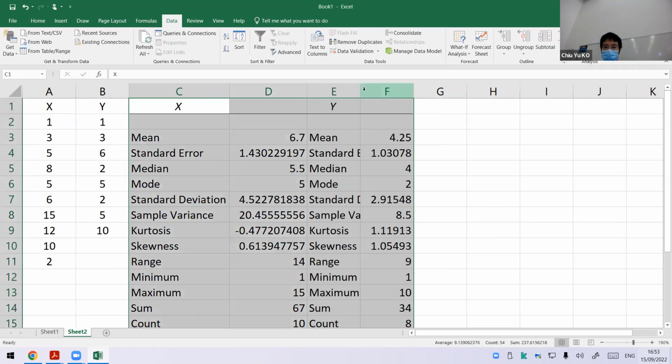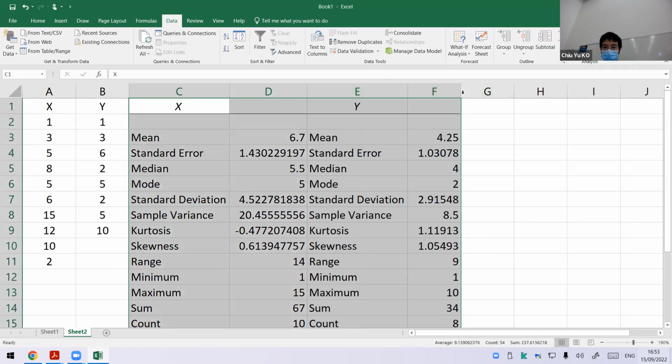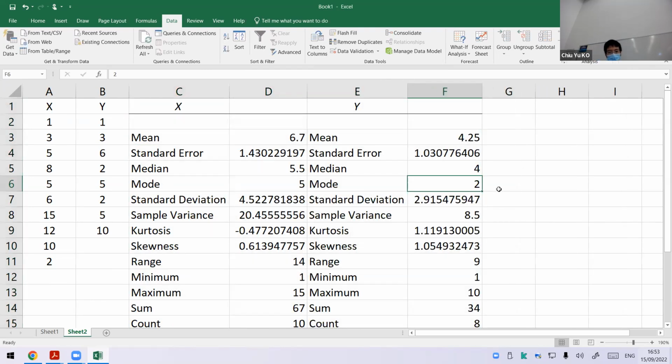You can easily see that. Quickly, Excel will output most of the things you want. So that is how Excel uses the Add-in to do things. Okay, is that okay?